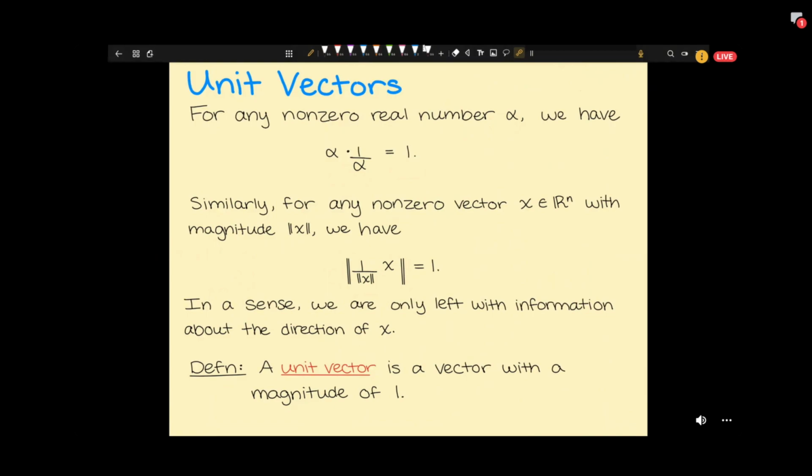So in a sense, what we're left with is just information about the direction of x. The magnitude is still there, it's not gone. It's 1, but 1 is the most neutral magnitude, maybe I'll say. Really, what we care about is just that it has a direction. And so this is why we use unit vectors for a CFrame dot LookVector. We don't care about the length of the look vector. We just care about the direction. So this is our definition of a unit vector, that it's a vector with magnitude 1.